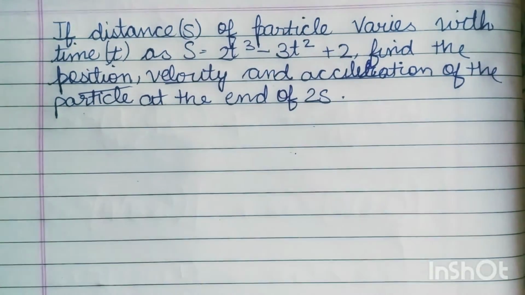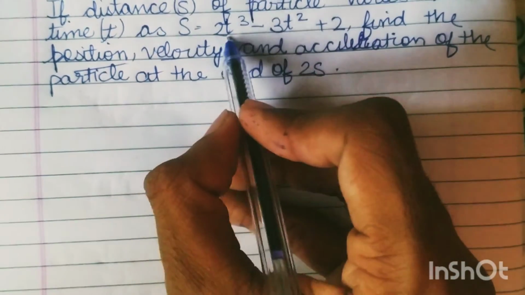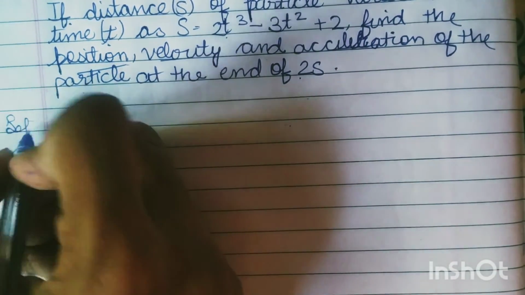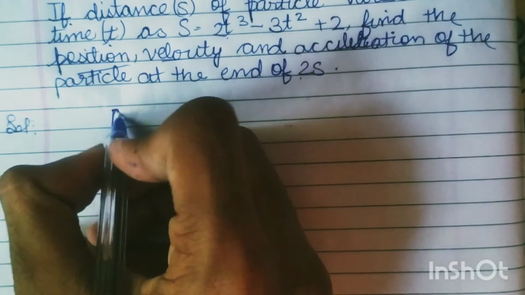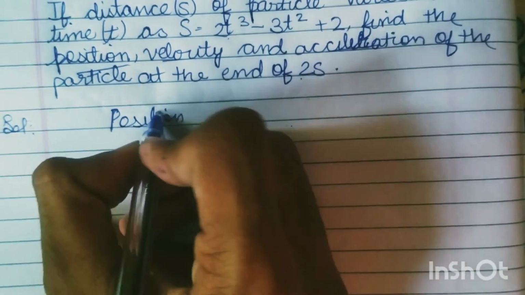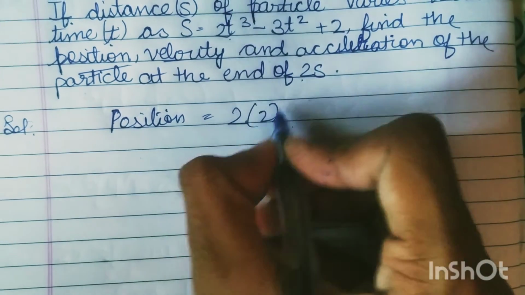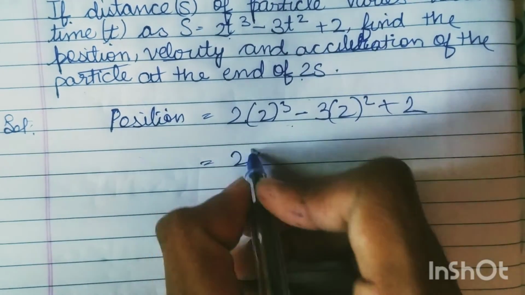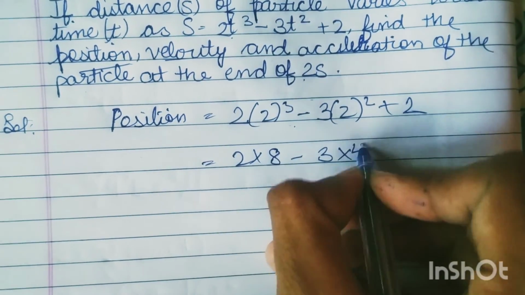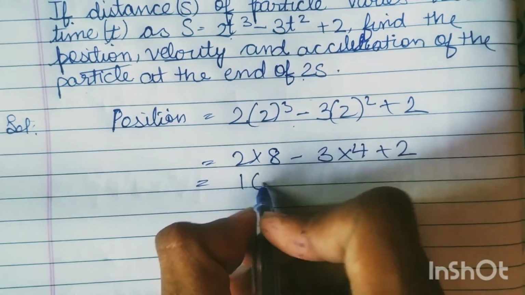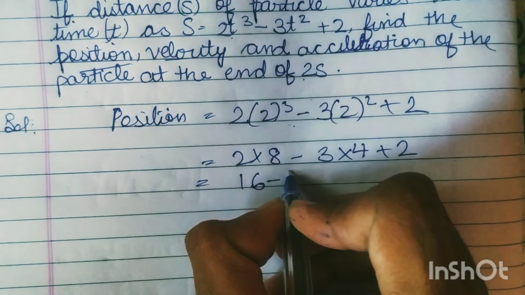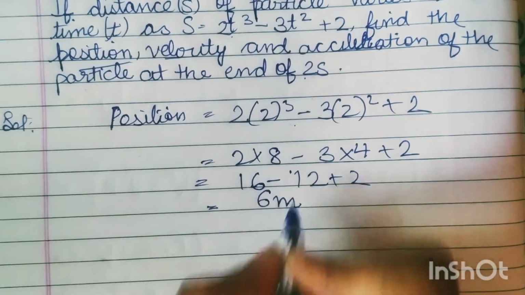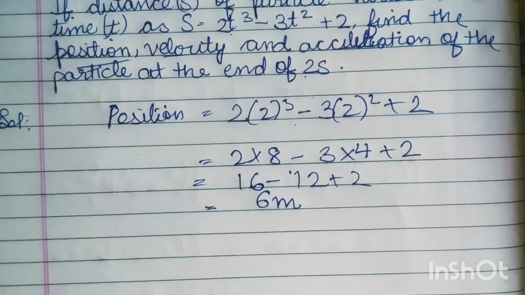To find the position, you will simply replace the value of t with 2 as it is given. So our solution starts as position will be, replacing the value, 2 into 2 cube minus 3 into 2 square plus 2, that will be 2 into 8 minus 3 into 4 plus 2, that is 16 minus 12 plus 2, that is nothing but your 6 meter. This is your position. Now for velocity.